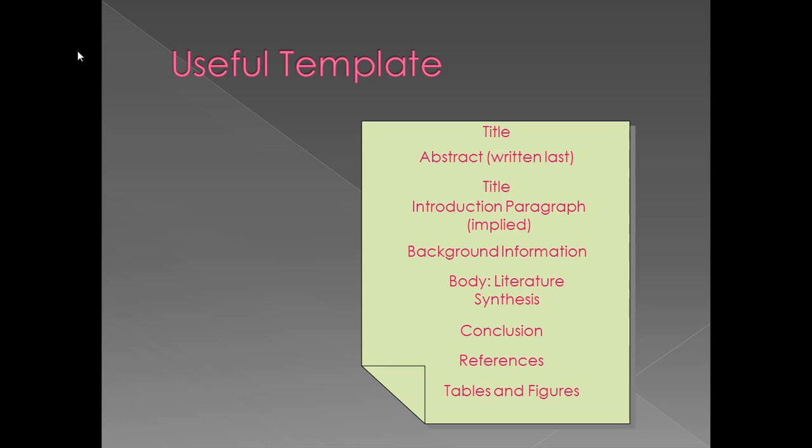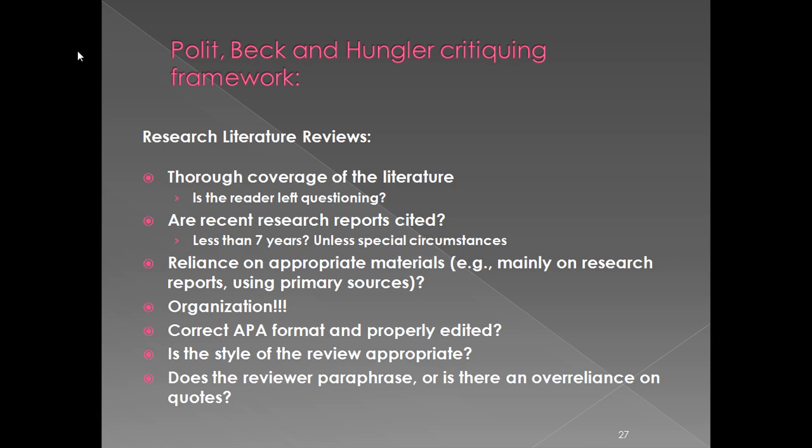Here's a useful template. You have the title page, and then the abstract, which is written last, remember, and then the title again. The introduction paragraph, remember the introduction is implied, it's not labeled, but it's still there. The background information, which provides definitions and a basic overview of the problem, answers any questions the reader may have before going into the literature analysis. Body next would be the synthesis of the literature, followed by the conclusion, references, and then tables and figures.